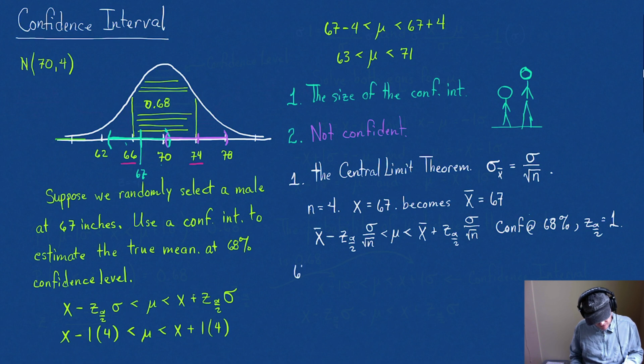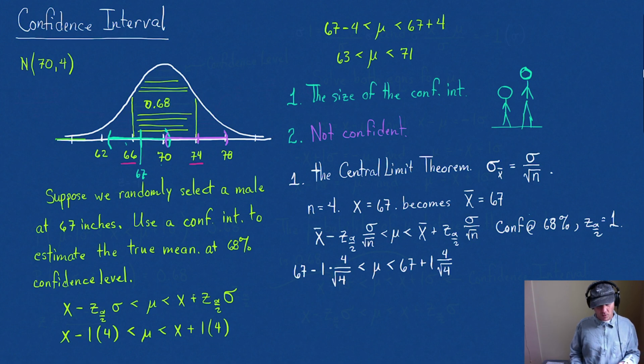So I have 67 minus 1 times the standard deviation, which is 4. The groups, there are 4, so it's over the square root of 4, less than mu, less than 67, plus 1 times the standard deviation of 4 divided by the square root of the samples of size 4. Well, this becomes 67 minus, well, the square root of 4 is 2. 4 divided by 2 is 2. So 67 minus 2 is 65, less than mu. And this is going to be 67 plus 2. Well, that's going to be 69.